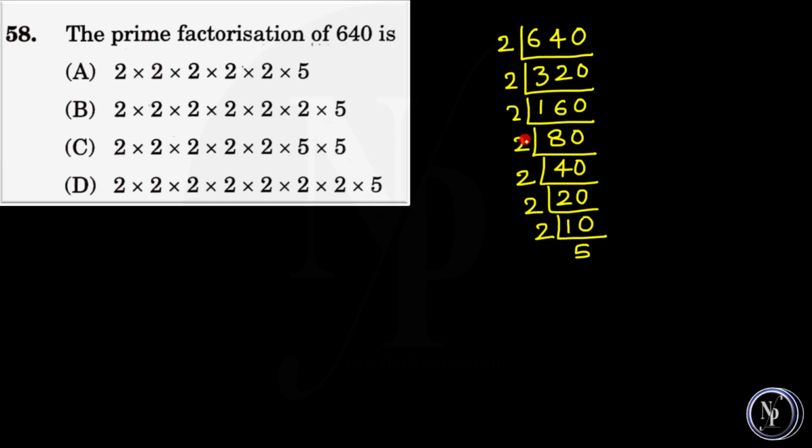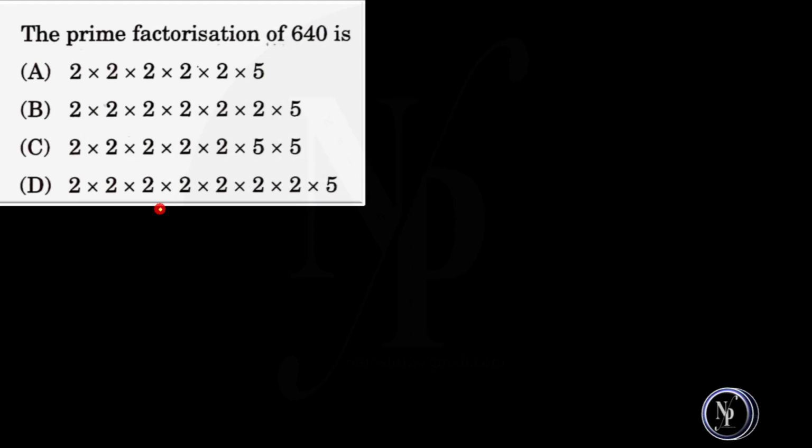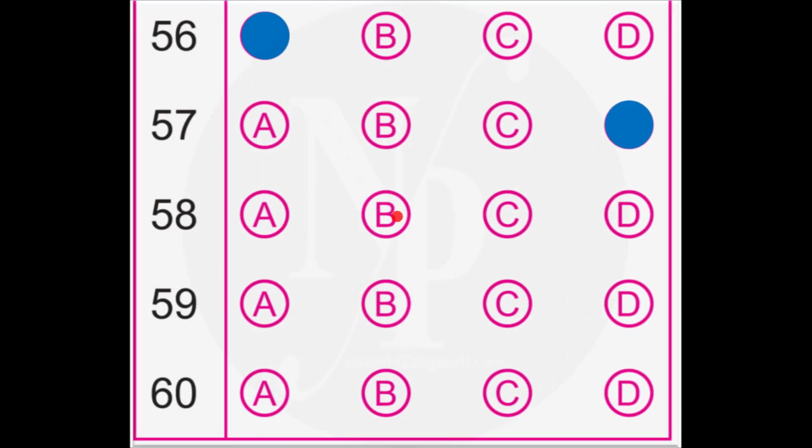So on multiplying 2 seven times and 1 time by 5, we get 640. So the prime factorization of 640 will be 2 into 2 into 2 into 2 into 2 into 2 into 2 into 5. So looking at the answer options, here in answer option D, we find that there are 2, 7 times, 1, 2, 3, 4, 5, 6, 7, and 5 one time. Therefore, answer option D is the correct answer for question number 58.